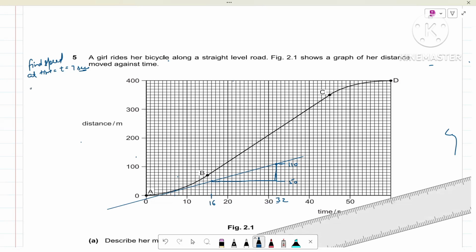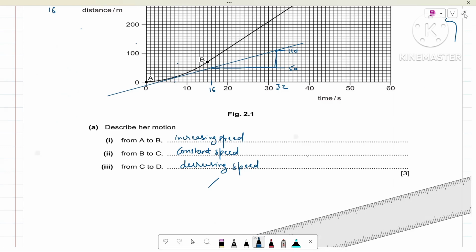So gradient is again delta y by delta x, that is, change in quantity along the y axis by change along the x axis. So it will be 110 minus 50 divided by 32 minus 16. That is 60 divided by 16, which will come out to be 3.75 meter per second. So the speed at this point, at 7 seconds, is 3.75 meter per second. Okay. Now let's move on.